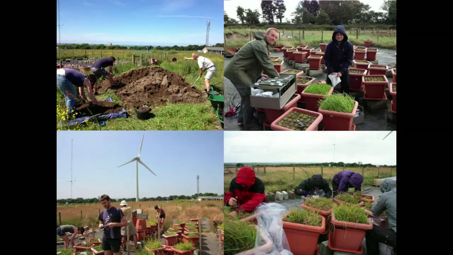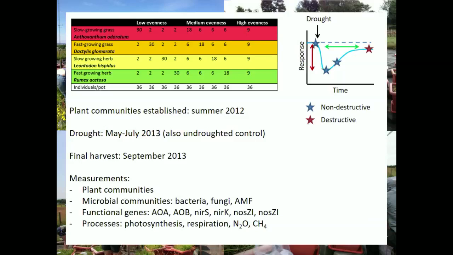And we constructed 9 different plant communities. So we had low evenness, medium evenness, and high evenness plant communities that all consisted of 4 species in varying abundances. So we had a slow-growing grass, Anthoxanthum odoratum. We had a fast-growing grass, Dactylis glomerata. We had a slow-growing herb, Leontodon hispidus. And we had a fast-growing herb, Rumex acetosa.